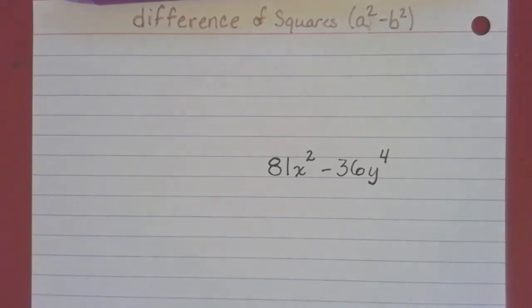All right, our next card is going to be the difference of squares. So it's a binomial, so it's two terms, and we're going to have a checklist of what we're looking for for this specific type. It's kind of a formula of how we're going to be factoring it. And our problem that we're going to be looking at is 81x squared minus 36y to the fourth.